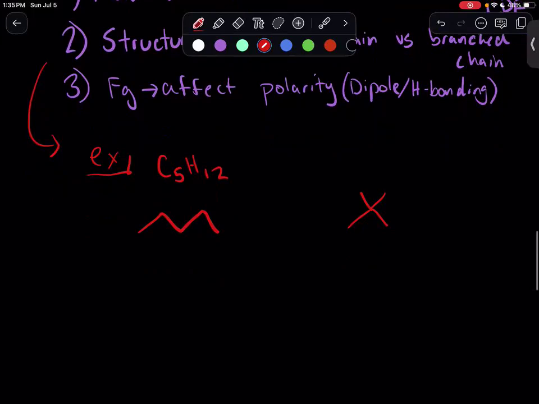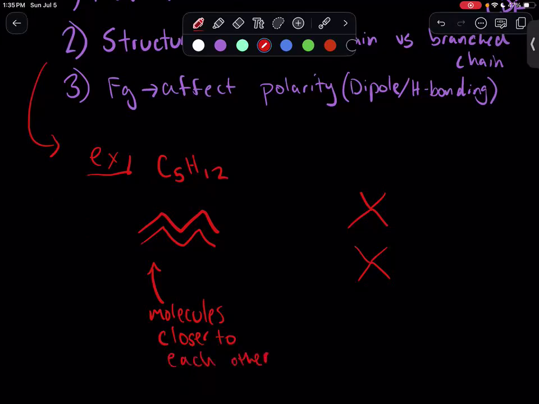But the thing is, when we put multiple of these molecules together, they can actually only get so close physically in the physical space. And so we can actually have molecules closer to each other.